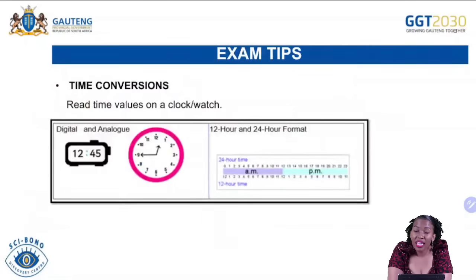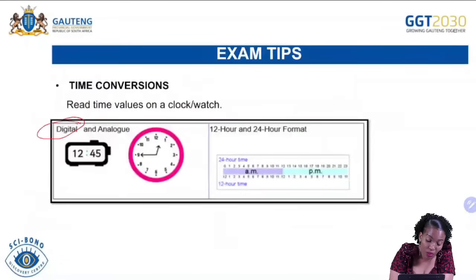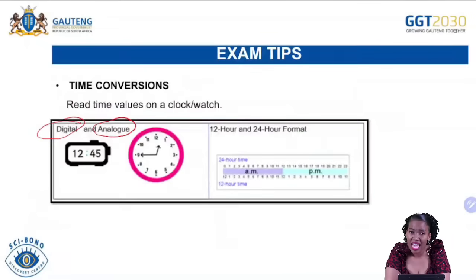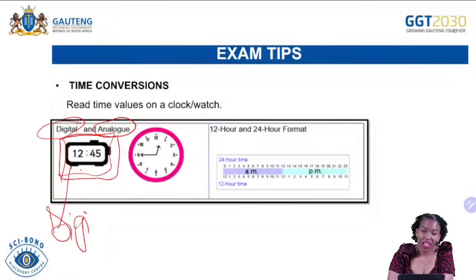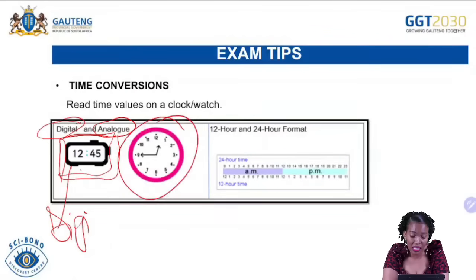And then the exam tips again, when it comes to time, girls and boys, you must know the different time formats. So when you write the time, it can be presented as digital, or it can also be presented as analog. Digital time, it is that time that shows the digits. It's written like this as numbers. So when it's like this, you know that this is your digital time. And then if it is shown on a clock, the normal clock that we have in our houses, this one, it is the analog time.